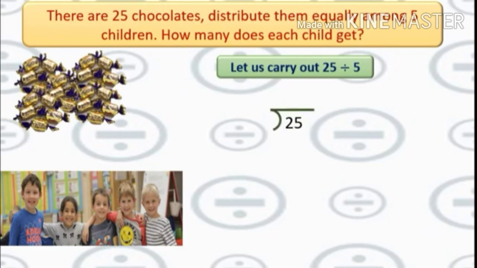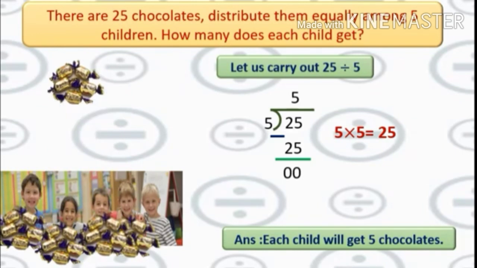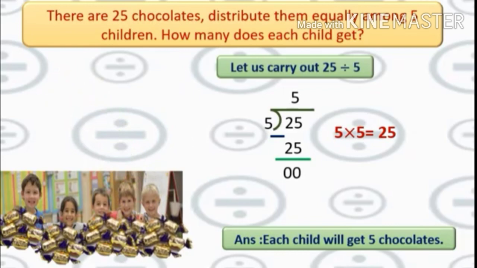So we have to say the table of 5 up to 25. So we will say 5 ones are 5, 5 twos are 10, 5 threes are 15, 5 fours are 20 and 5 fives are 25. So on the upper side we will write 5 and subtract 25 from 25. So it will be 0 on the downside. So the answer is 5. So each child will get 5 chocolates. Like this, we will distribute 5 chocolates to each.